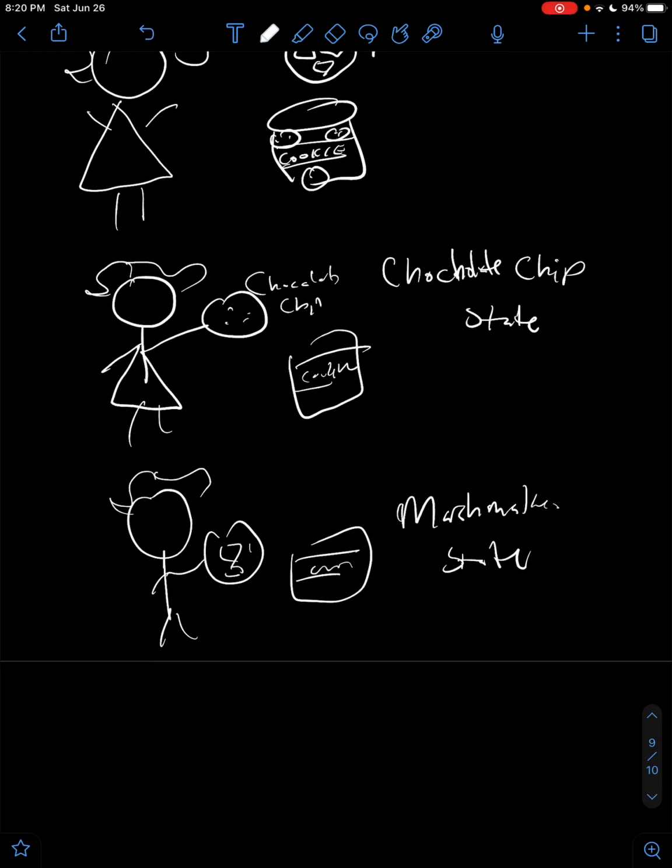So again, there are some cookies in the jar. She pulls out a chocolate chip cookie. We see that she is in the chocolate chip state. She pulls out a marshmallow cookie. She is in the marshmallow state.